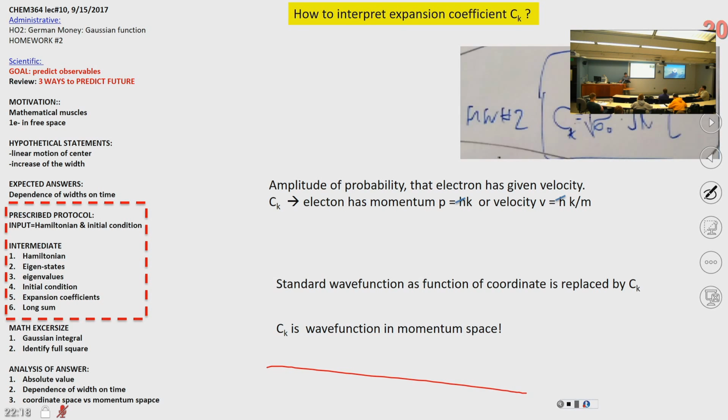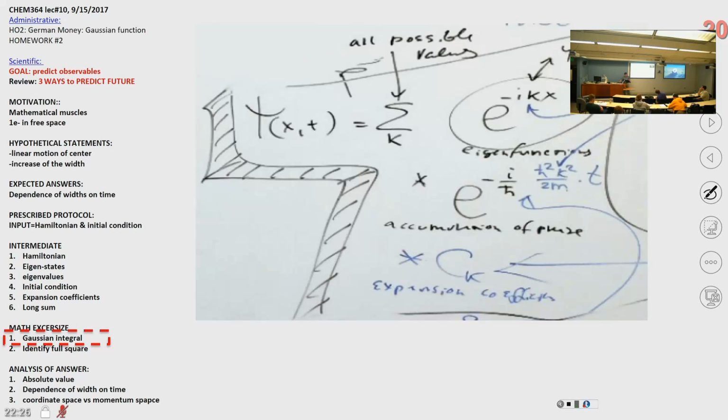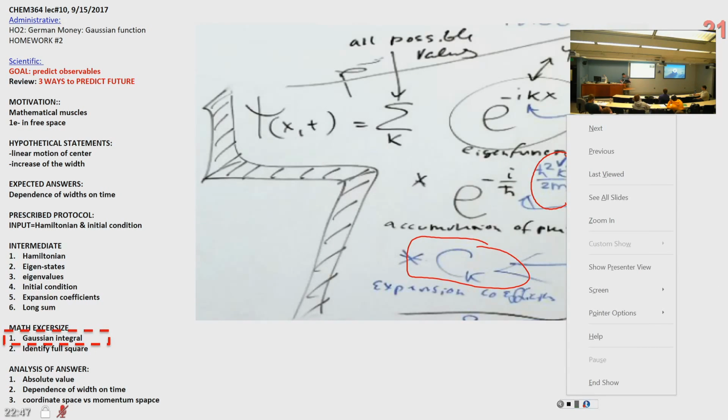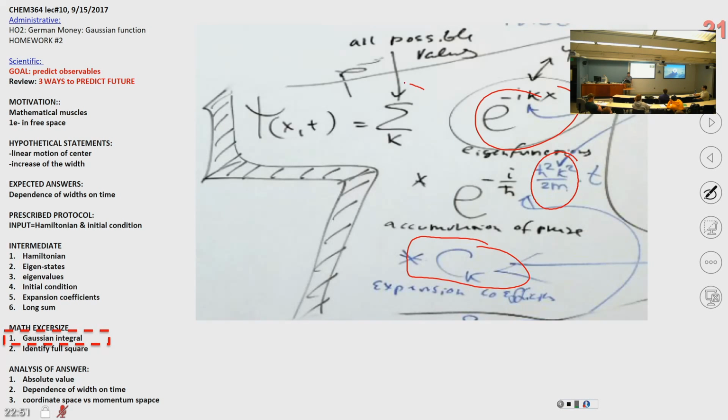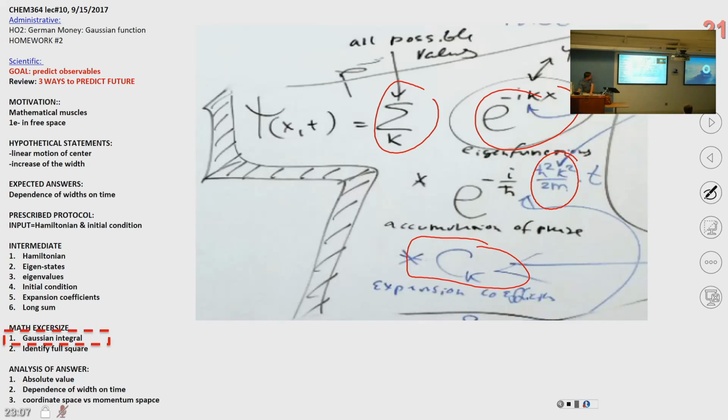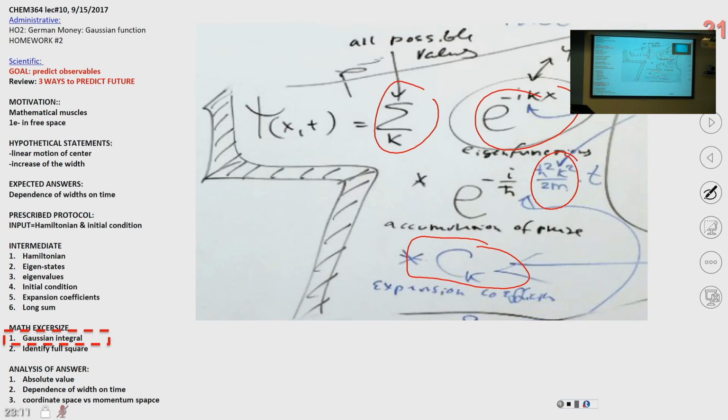Good. A function in momentum space. And now we do have our prescription, our protocol, how to predict the future. We take this expansion coefficient, we take the eigenenergies, we take the eigenfunctions and add them together. I probably want to expand it so that you see it. I don't know if any of you use the recordings, but just in case you can follow, especially when it gets to the homework.